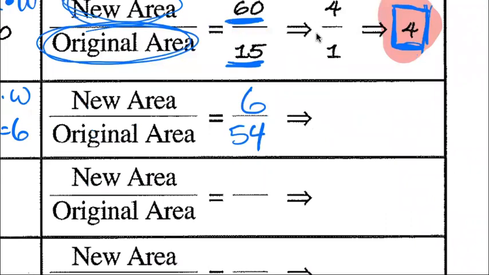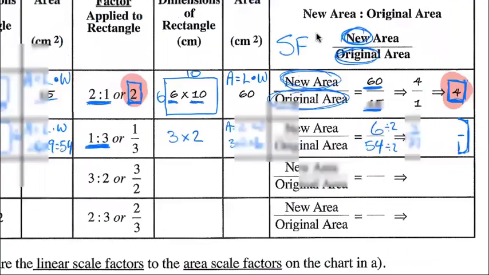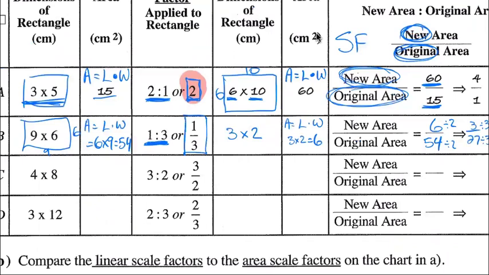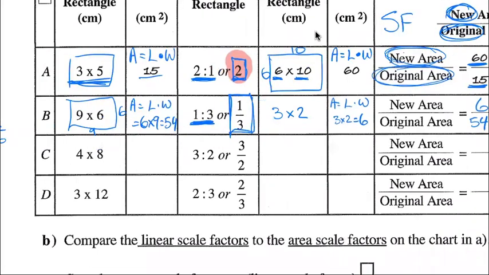6 over 54, both reduce by 2. I'm going to divide by 2. That's going to give me 3 over 27. And both 3 and 27 divide by 3. So I'm going to divide by 3. That's going to give me 1 over 9. And again, eventually we're going to look at the comparison between this value and this value. Okay, let's do C. We'll do C and D and then see if we can figure out what that relationship is.